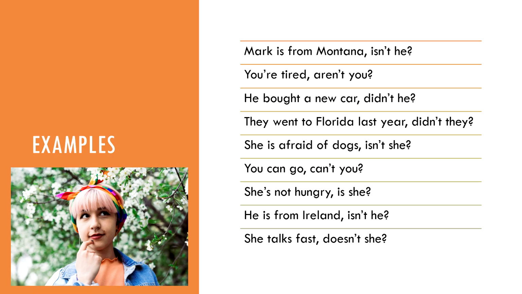Next one, he bought a new car, didn't he? So we have bought, positive. Now here, this is where I add in my auxiliary verb to make the negative. So I'm going to do did. He bought a new car, didn't he? And you'll notice the next one, they went to Florida last year, didn't they? So we're replacing the go verb with auxiliary didn't. Back to the be verb, she is afraid of dogs, isn't she? You can go, can't you?